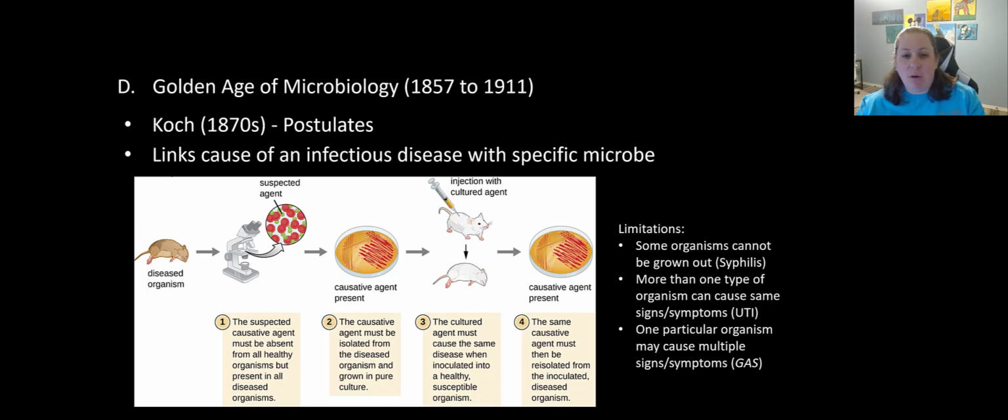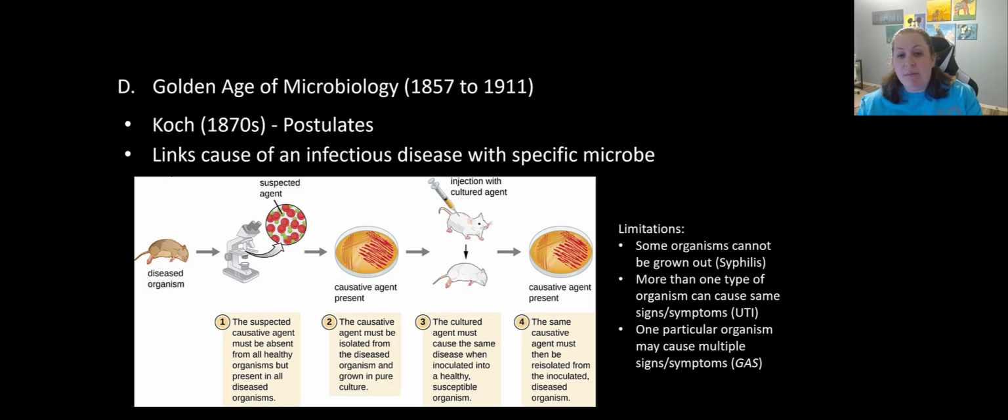It was the exact same organism. Now, we do know that Koch's postulates have some limitations, because we know a little bit more now about microbiology. We do see that some organisms cannot be grown out on a plate like you see here. Syphilis is an example of this. Some bacteria do not grow on agar in the way that others do.